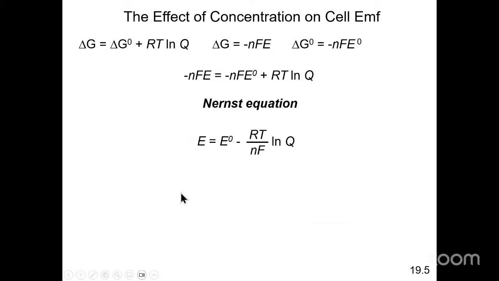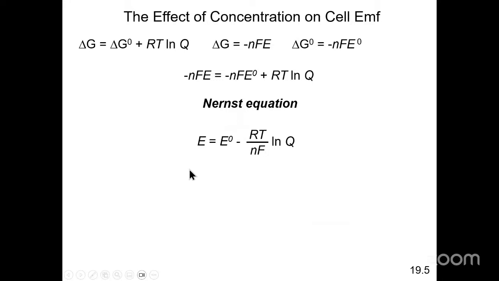And delta G standard, of course, we know is equal to minus nFE. Well, I'm sorry, I take that back. Delta G is equal to minus nFE, and delta G standard is equal to minus nFE standard, right? So when we plug in nFE here and nFE standard here, this is the equation we end up with, and we can rearrange this to get this equation right here, and this is called the Nernst equation, right?